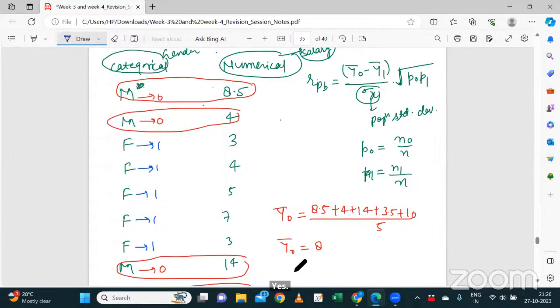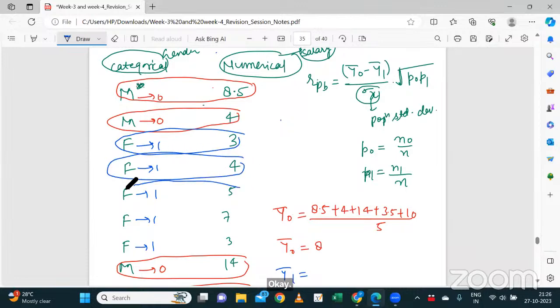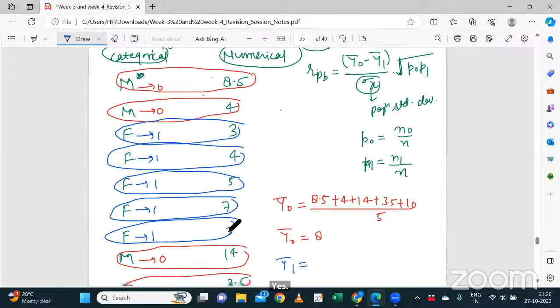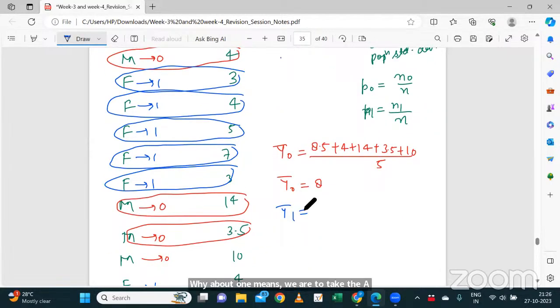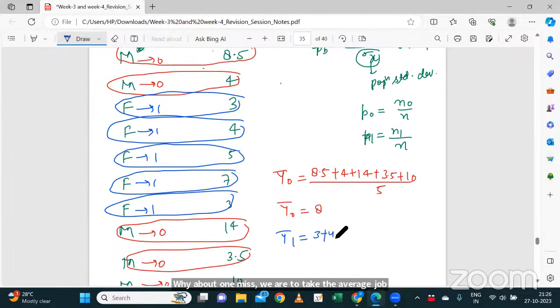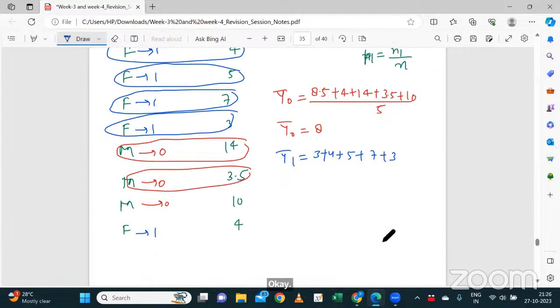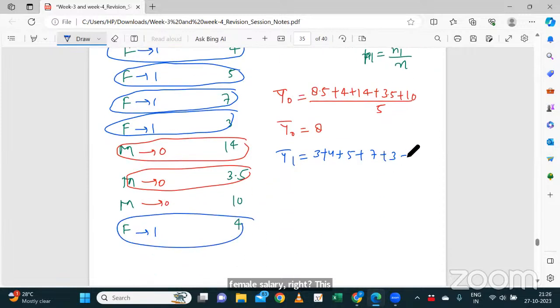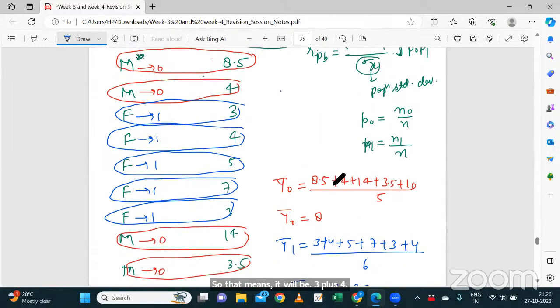Okay, so Y bar 1 means what? Y bar 1 means we have to take the average of the female salary, these observations which I have circled with the blue color. So that means it will be 3 plus 4 plus 5 plus 7 plus 3 and 4, divided by 6. What is the value? 4.33, sir. 4.33.